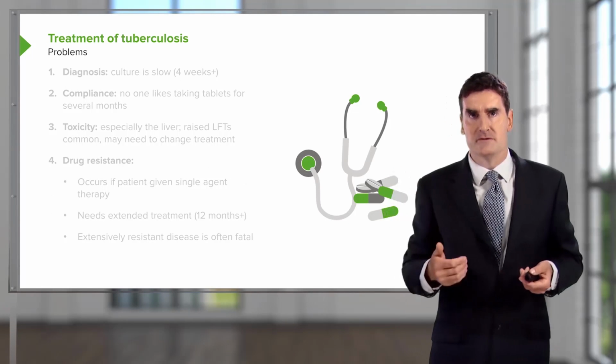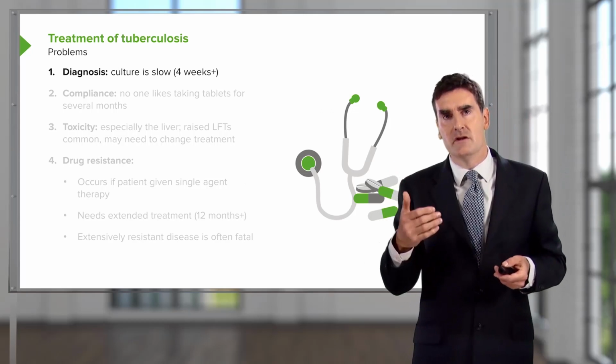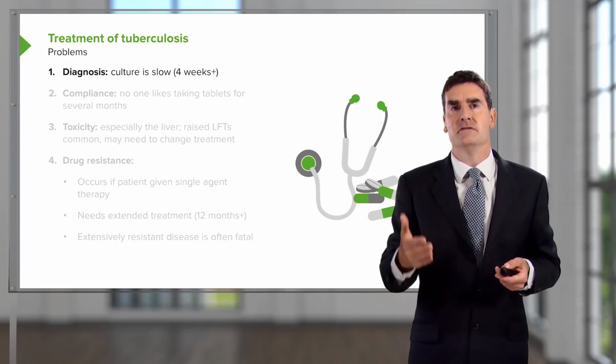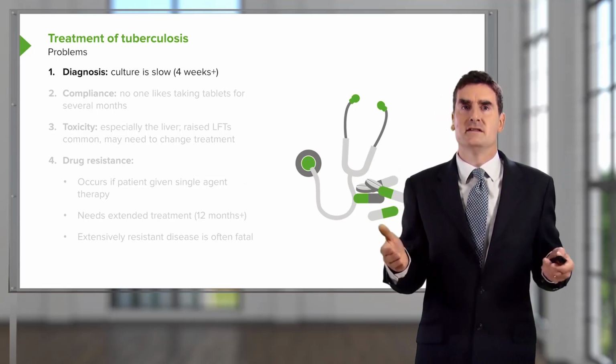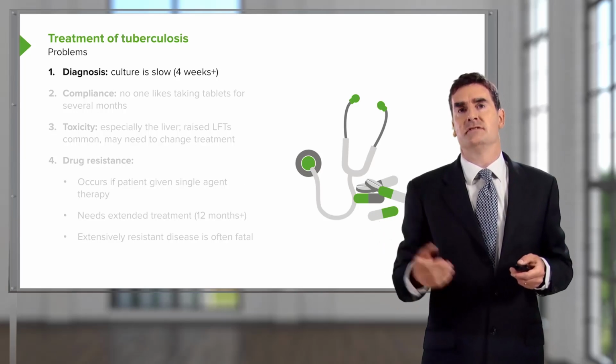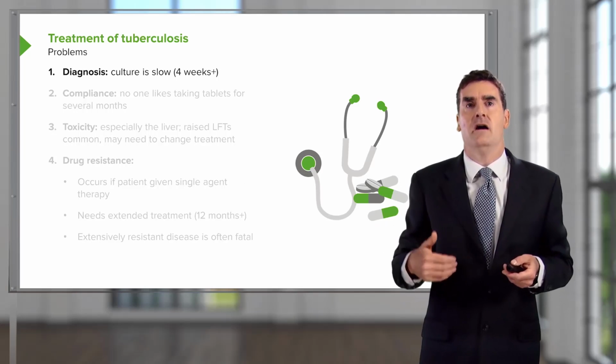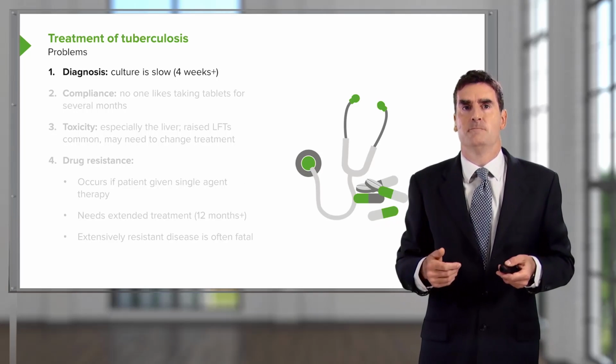There are major problems with treating tuberculosis. The first we've already mentioned is that diagnosis can be slow if it's relying on culture, where in fact it takes 6 weeks before you know somebody doesn't have tuberculosis in a sample that's been sent for culture. And the positive growth usually only occurs within 3 or 4 weeks.